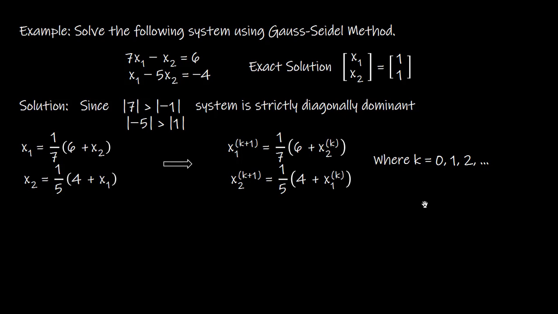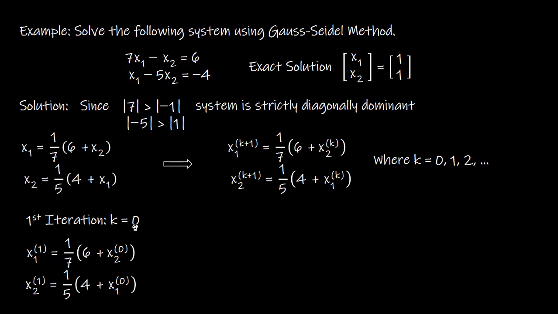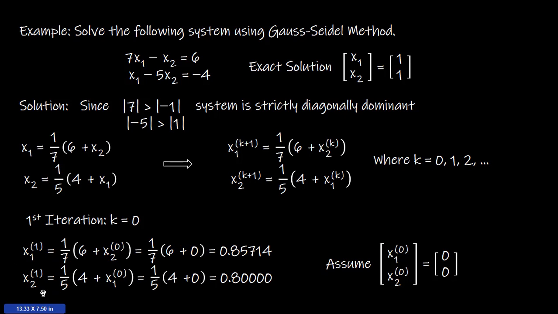The first iteration can be carried out by taking the value of k equal to 0 in this iterative scheme. As you can see, now we are going to find the first approximate solution and we need the initial solution to find this approximate solution. So let's take the initial solution as x1 equal to 0 and x2 equal to 0. Substituting these values into this iterative scheme, we get the first approximate solution of x1 equal to 0.85714 and the first approximate solution of x2 equal to 0.8.